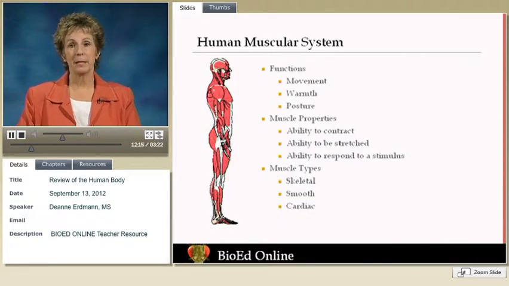Let's take a look at the human muscular system. When we look at the functions, everybody thinks about movement, but primarily you think about external movement. But while we can live with assistance without the external movement, we can't live without the internal movement of fluids and materials throughout the body. So internal movement is just as important, if not more important, than the external movement that we're so consciously aware of.